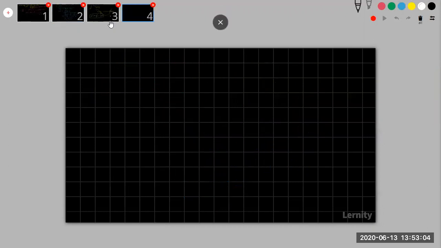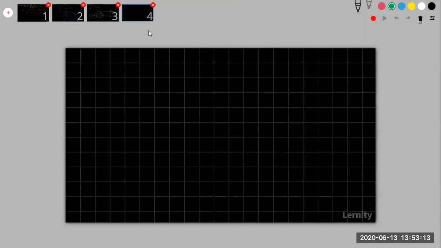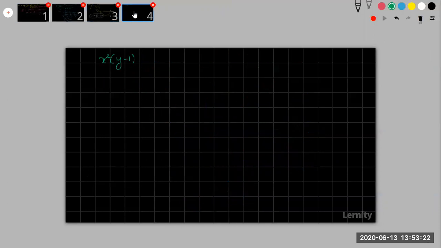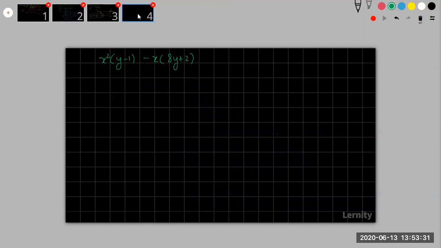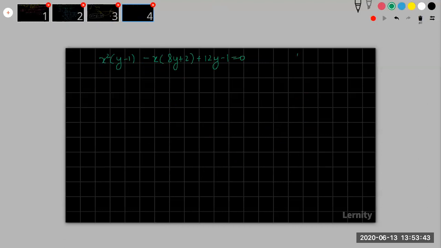Okay, so the equation we were getting is x square into y minus 1, then we had x into 8y minus 2, so minus x into 8y plus 2, and in the last we have plus 12y minus 1 equal to 0. So let's see when we substitute y is equal to 0 and y is equal to minus 21 by 4. I have to check for these 2 points.